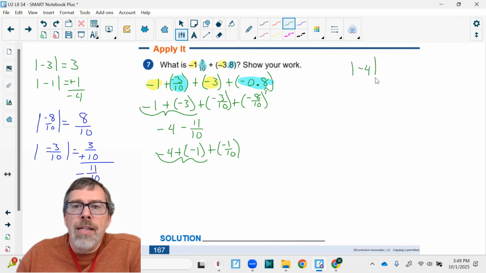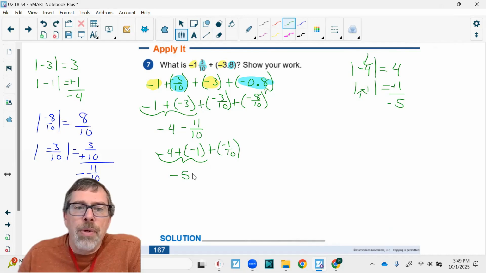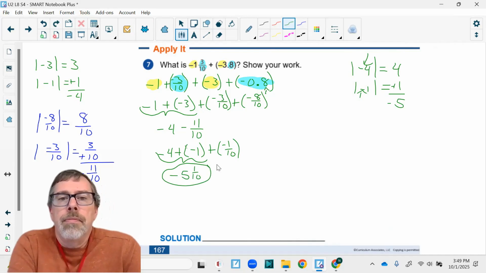And yes, this is tedious, but if they keep doing this over and over, the chance of making a mistake hopefully is less. The signs are the same. We add, I get 5. Signs are both negative, so it's -5 and 1/10. And that's the answer. Okay.